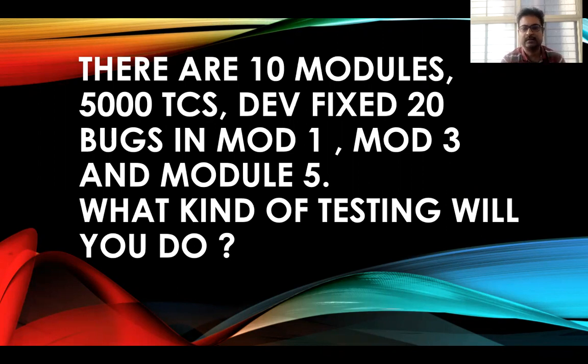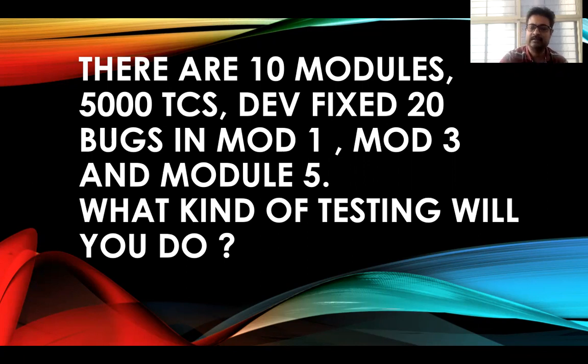So, 10 modules, like there is a backend module, there is a front end UI module, there is a database, and in the backend module there is maybe a payment thing and so many other things, right? So there are 10 modules and 5,000 test cases. So what are you going to do? Because the developer has fixed only 20 bugs.